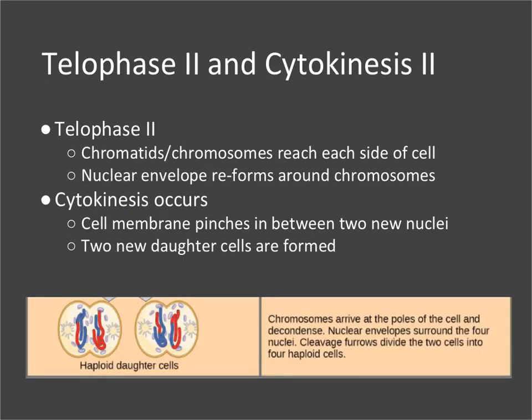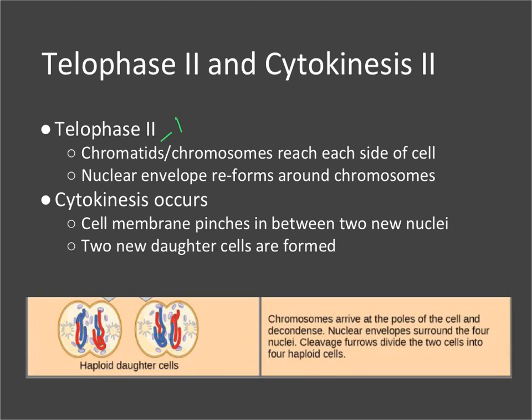And then telophase 2 is just where the chromatids, which now we only have one chromatid, so each chromatid is now considered its own chromosome. So these new chromosomes are going to reach either side of the cell, and the nuclear envelope is going to reform around those chromosomes. Cytokinesis is also going to be happening, which is going to ultimately pinch the entire cell into two new cells.